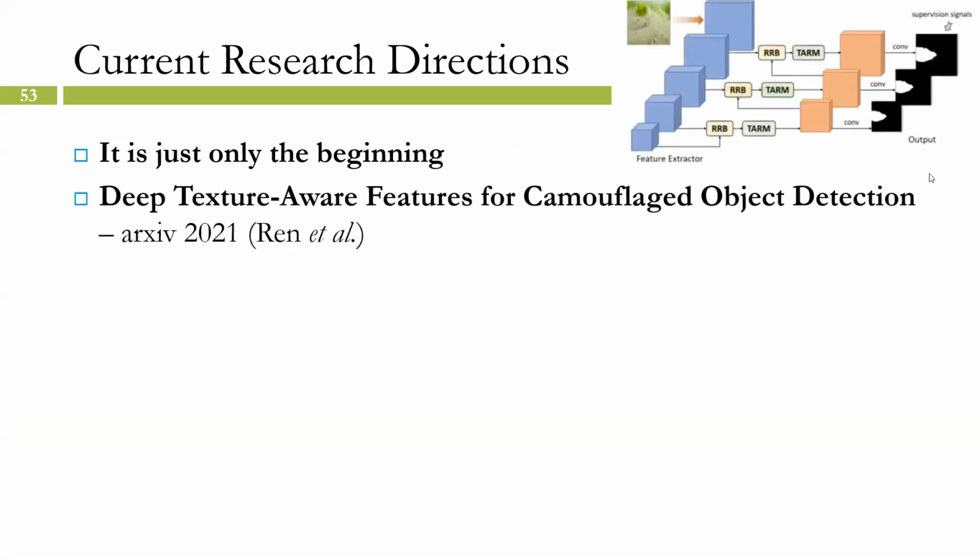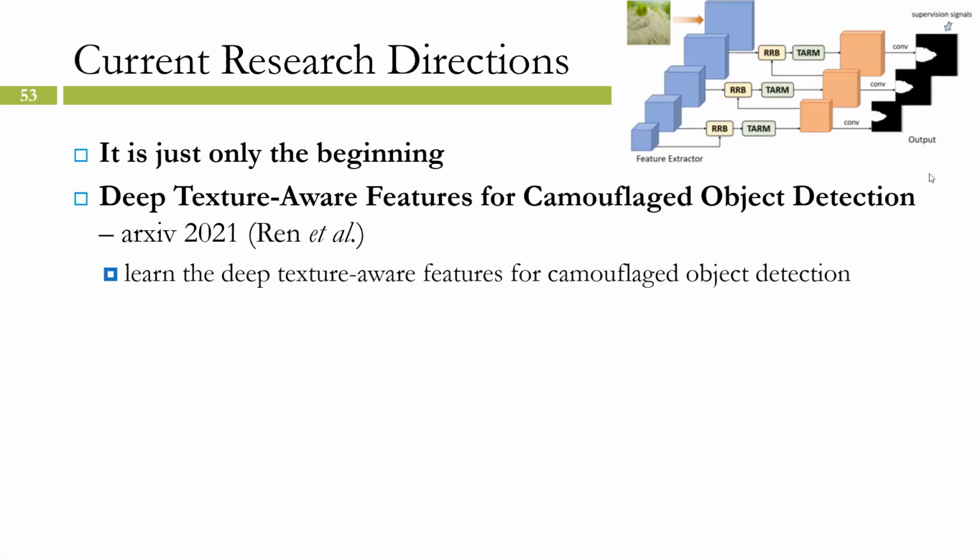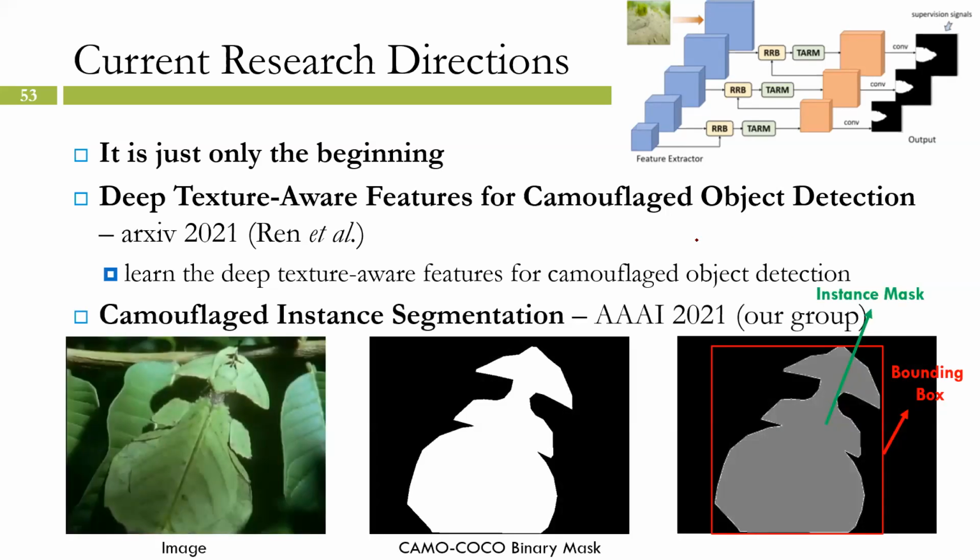We have another work from Ren et al. They try to learn deep texture-aware features for camouflage object detection. And we also have the camouflage instance segmentation published in AAAI. That means we use our Camo data set, and then we label the binary mask at the instance level. After that, we are able to detect the camouflage instances from the image.